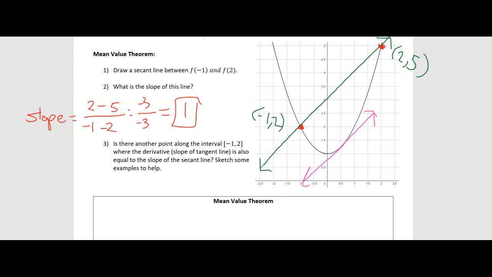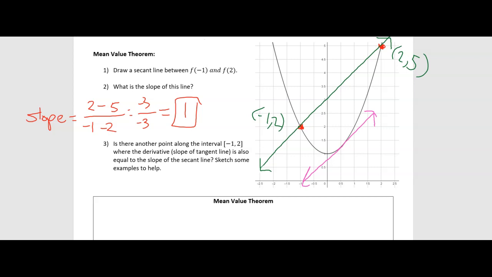Right? If we have a function, and it's got to be continuous, just like Rolle's theorem, on the closed interval, it's also got to be differentiable. If those two things are true, then for the slope of the secant line through the 2 points on the ends of the interval, there's going to be some x value where the slope of the tangent line has the same slope as the secant line. And that's what the mean value theorem says.